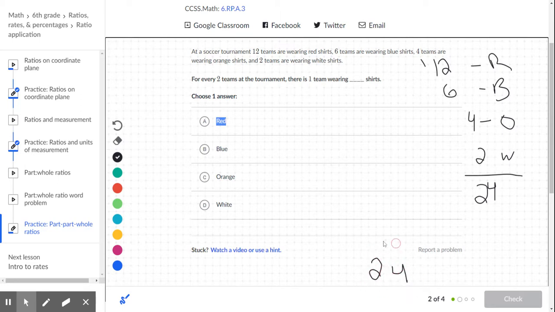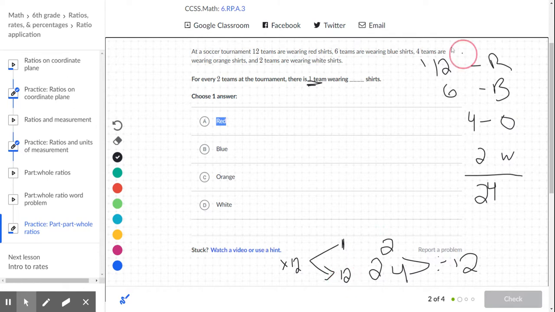So now they said for every 2 teams. They said, what if we didn't have 24? What if we had a 2? So we took it and we divided it by 12. But to get from here down to here, we have to multiply by 12. If we work backwards, 2 times 12 gets us 24. They said there is 1 team wearing something. So I put a 1 here. 1 times 12 gets me 12.